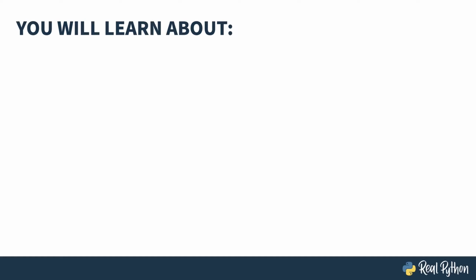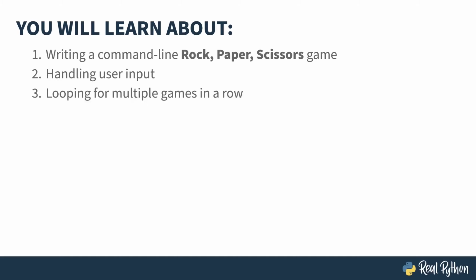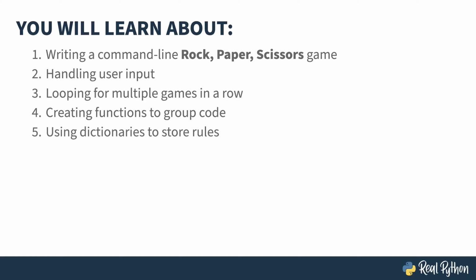In this course, you will learn about writing a command line rock, paper, scissors game, handling user input, looping for multiple games in a row, creating functions to group code, using dictionaries to store rules, and replacing constants with enum objects.